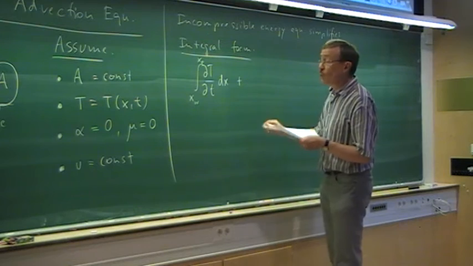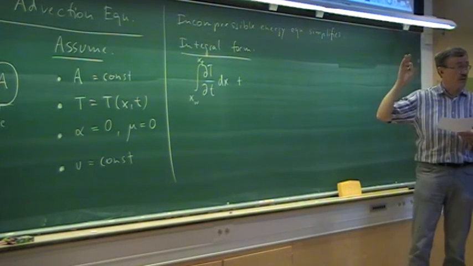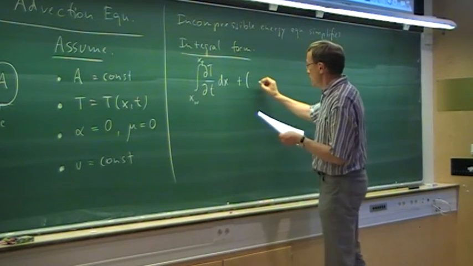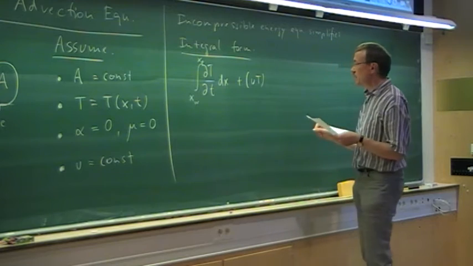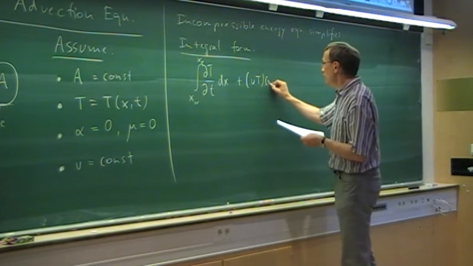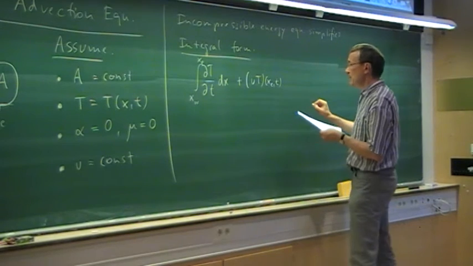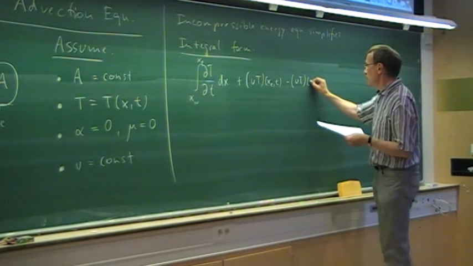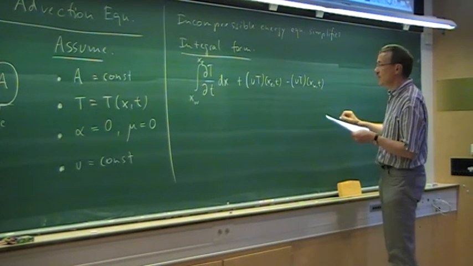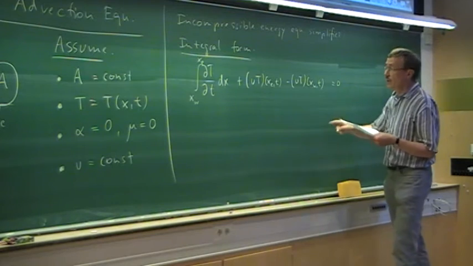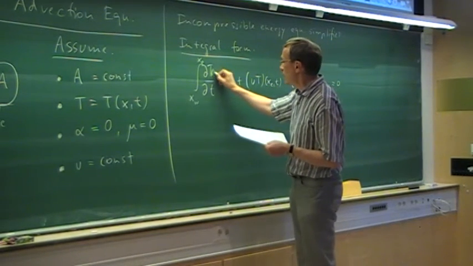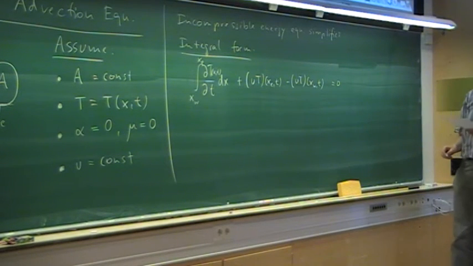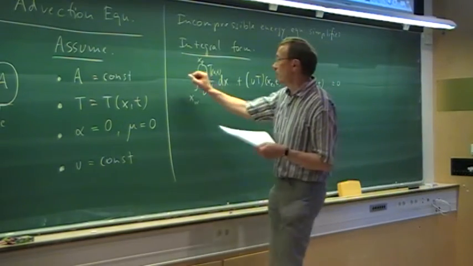What will be left is the flux of temperature over the right and the left boundaries. The convective flux will be uT, at the eastern boundary at a certain time t, minus uT at the western face at a certain time t, and that will be 0. It will depend on x and t. So that would be the integral form. I gave it here the number 0.